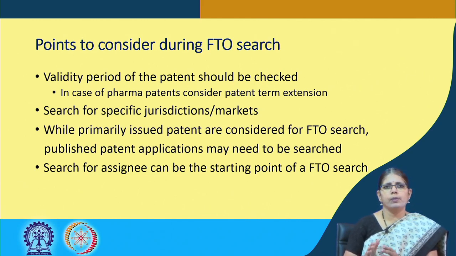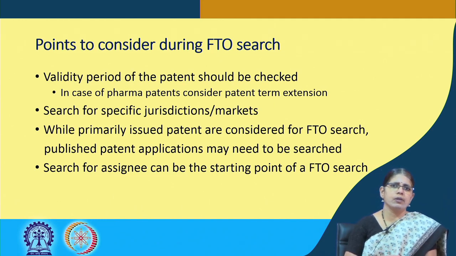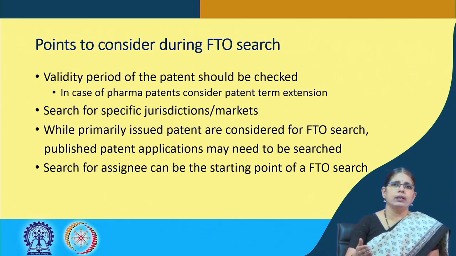Though the FTO search is primarily about granted patents, it is often important that we look at published patent applications, because those again represent the stage of publication of patents, which are again very relevant. In many other jurisdictions, the question of non-publication request can actually delay the publication of patents. So, one needs to keep in mind the aspect of publication of patents also as a part of the FTO search.